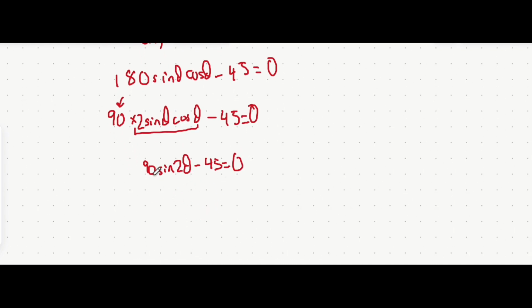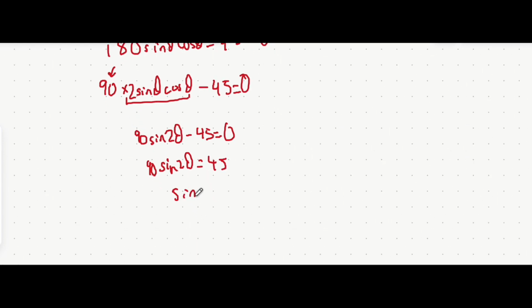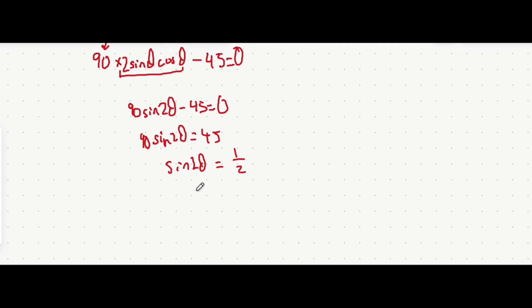And from here it's finding the value of theta. So, okay, let's take it step by step. We'll start by adding 45 to both sides. Equals 45. Divide both sides by 90. And actually, 45 divided by 90 is just a half. We can then do the inverse sine to find the values of 2 theta. So inverse sine of a half is equal to 30 degrees.